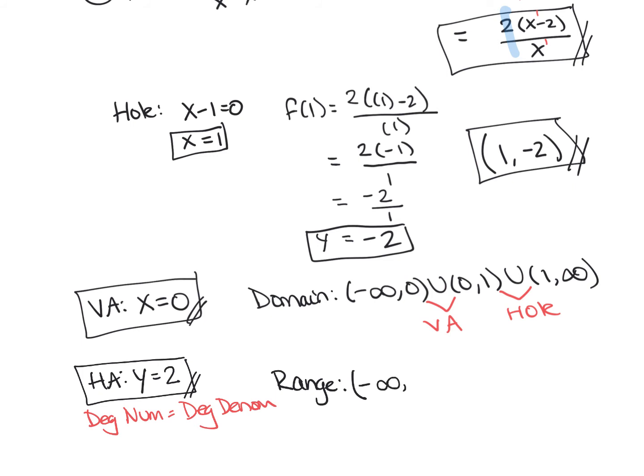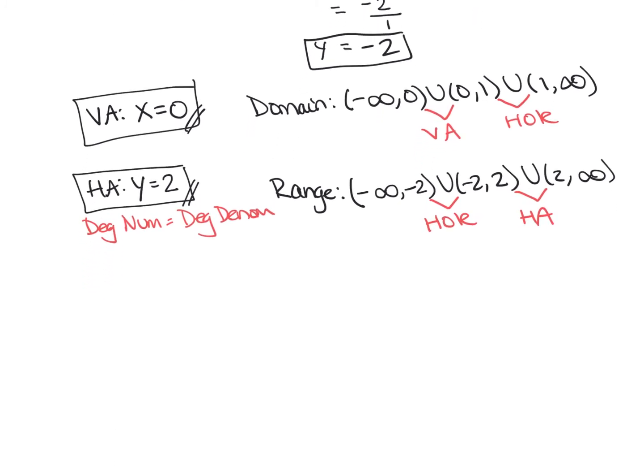We'll have from -infinity to -2, and from -2 to 2, and from 2 to infinity, with that first break being the y value of the hole, and the second one being for our horizontal asymptote. So when you're finding the hole, you have to make sure that you use it in your domain and range as well. But from here, we only have 2 more features, x-intercept and y-intercept. So let's try those out.